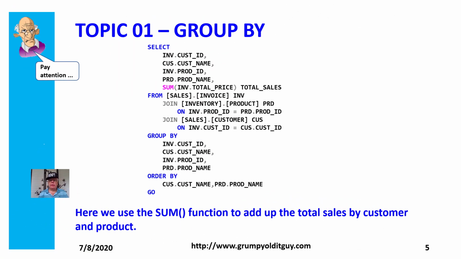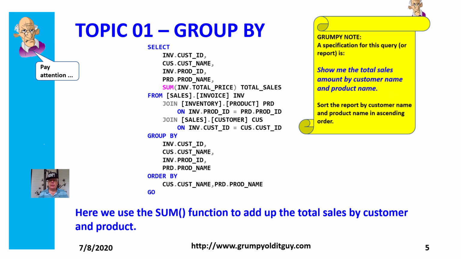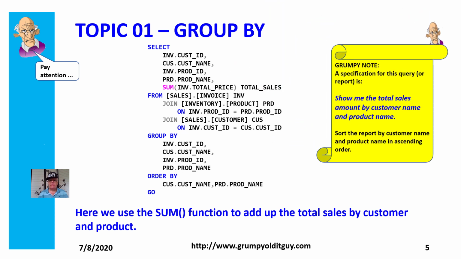Now, here's a query that uses an aggregate function called sum. The group by clause needs to list all the columns in the select statement except for the aggregate function. Now, a specification for this query or report, if you like, could be: show me the total sales amount by customer name and product name. Sort the report by customer name and product name in ascending order.